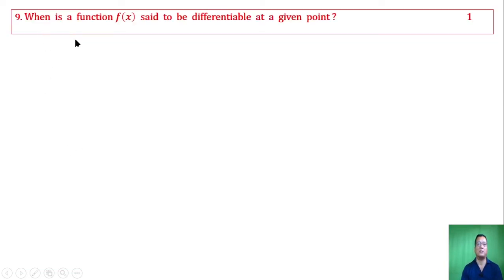When is a function f(x) said to be differentiable at a given point?